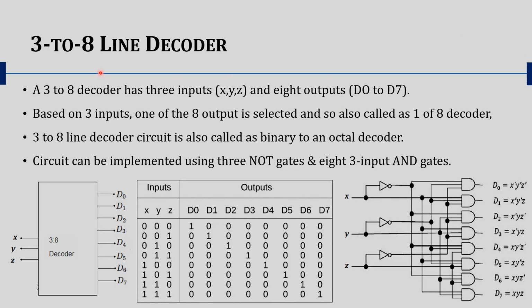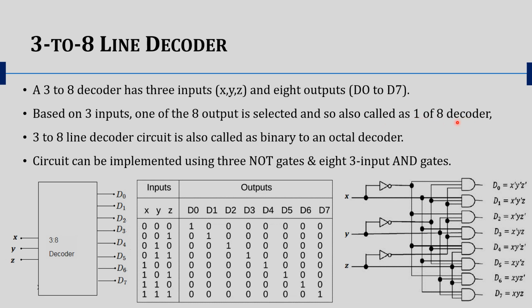Now let's look into the 3 to 8 line decoder. Here, as we know, we have 3 inputs with 8 outputs. Let the 3 inputs be X, Y, Z, and the 8 outputs be D0, D1, D2, up to D7. Based on these 3 inputs, one of the 8 outputs is selected, so it is also called a 1 of 8 decoder. Among these 8 output lines, only one output will be activated based on the input combination.